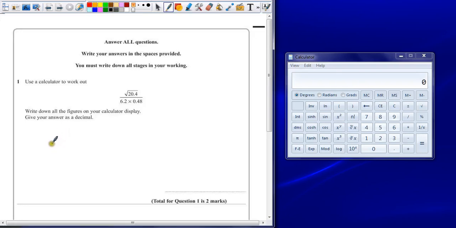Question 1. Use a calculator to work out the square root of 20.4 divided by 6.2 times 0.48. Write down all the figures on your calculator display. Give your answer as a decimal.